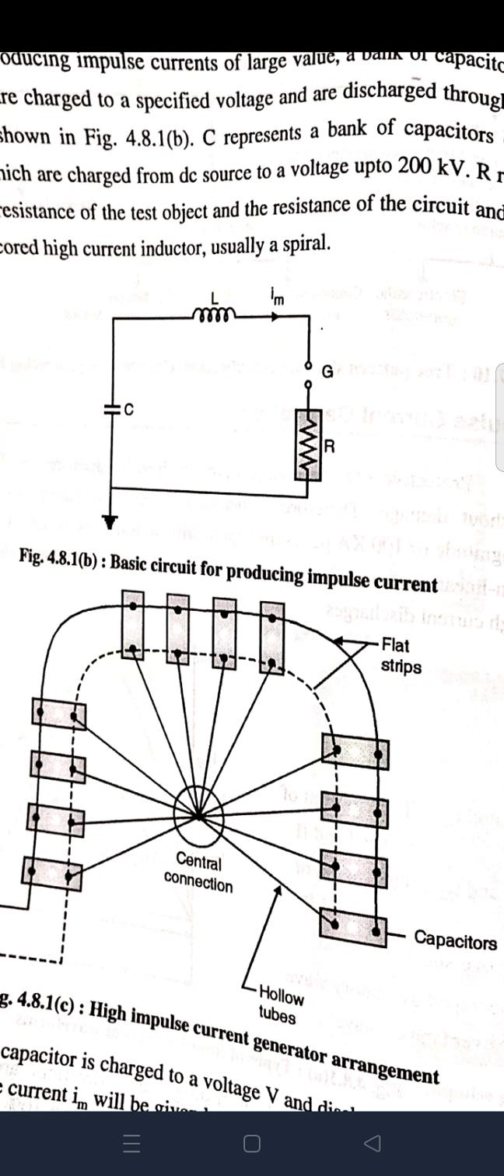Here we have completed our chapter on generation of high voltage. From the next lecture we will start a new chapter, measurement of high voltage.